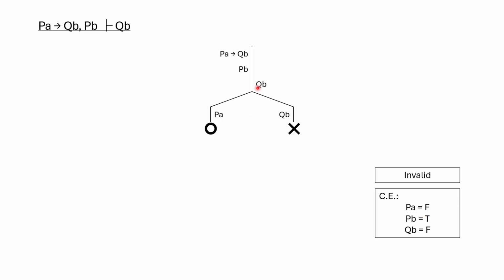Which side is QB on? It's on the right, so it's also false. And then PB is on the left, so it's true. So these counterexamples are going to look quite different for each different argument that's invalid, because we have to list whatever the simplest statements are with their truth values.